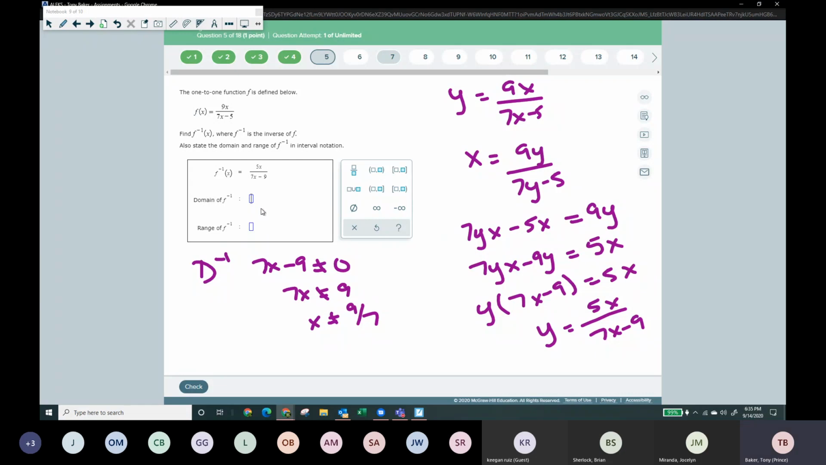Now, there's a reason why I didn't find the range of my original function first. It's harder. You could find the range of that one, but it's a lot more complicated because you're not looking for beginning and end values. You're looking for a whole set, and that makes life a little more complicated. So it's easier just to do it this way. You're doing negative infinity to 9/7, and then union 9/7 to infinity.